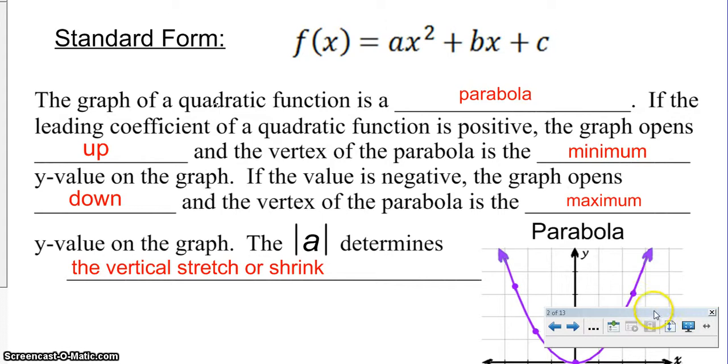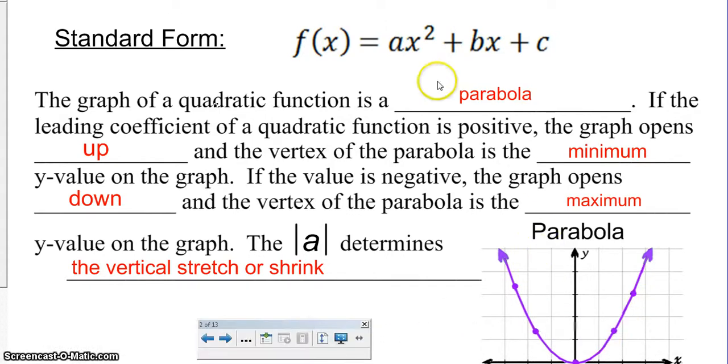We also talked about standard form already. You should know this form: ax squared plus bx plus c. So the graph of a quadratic is a parabola, and if the leading coefficient of the quadratic function is positive, it should be opening up. Therefore, you're going to have a vertex, such as in this picture. Here's your parabola opening up. You're going to have a vertex that's down here, which means your vertex is a minimum. It's the lowest y value that you can have on the graph.